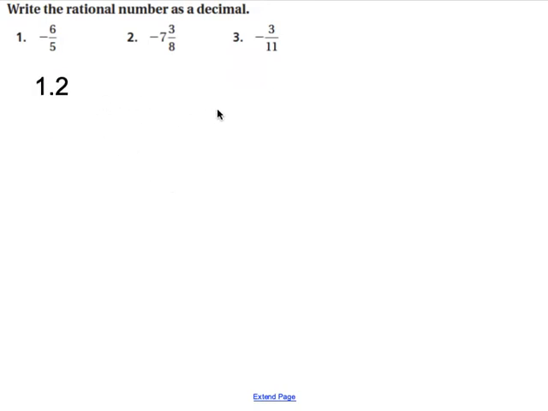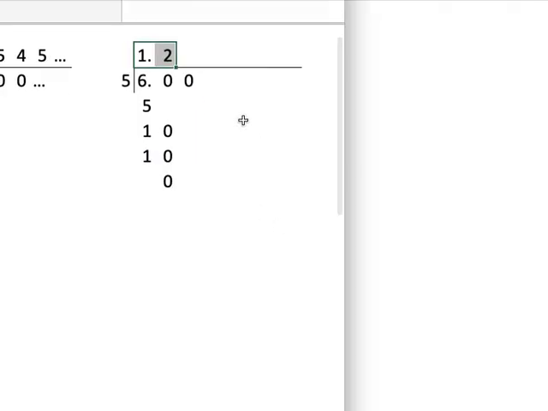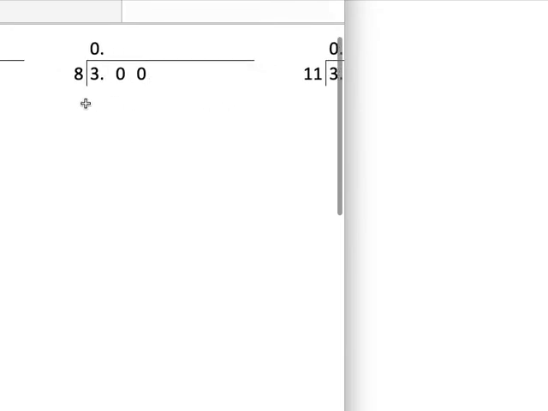Okay, next example. -7 3/8, written as a decimal. Okay, we're going to do the -7. And then we're going to go calculate the 3/8. So we're going to take 8 into 3. 8 goes into 3 0 times. 8 goes into 30 3 times. 3 times 8 is 24. And 30 minus 24 would be 6.